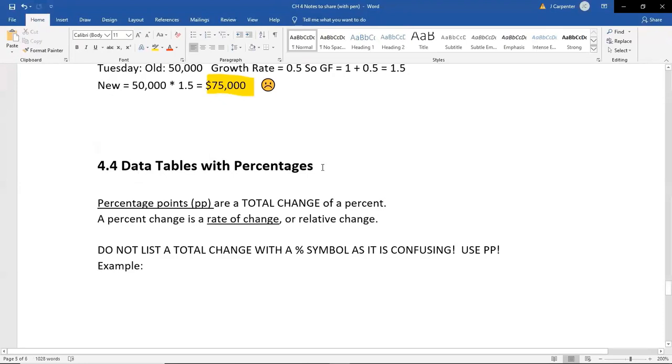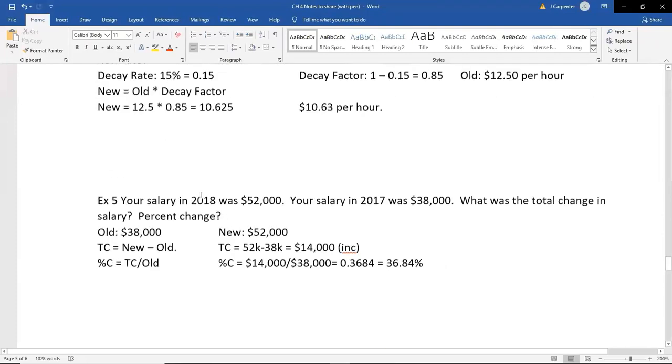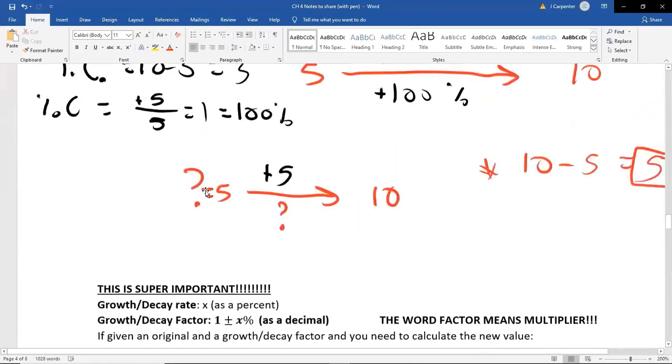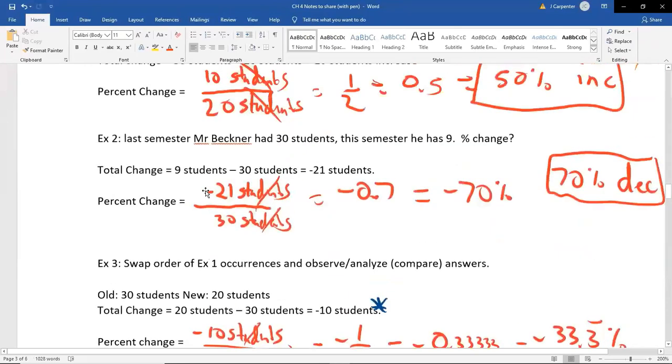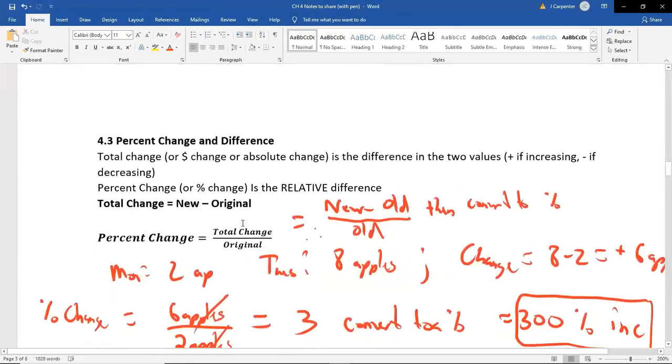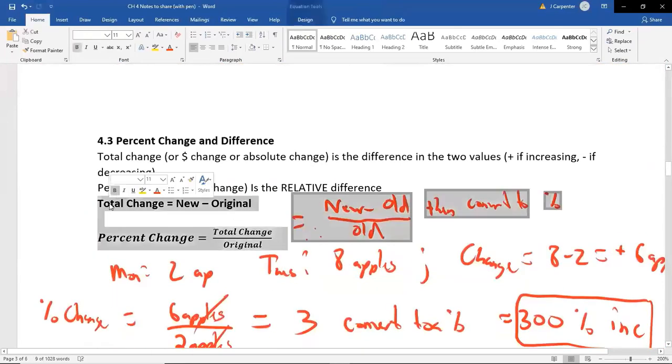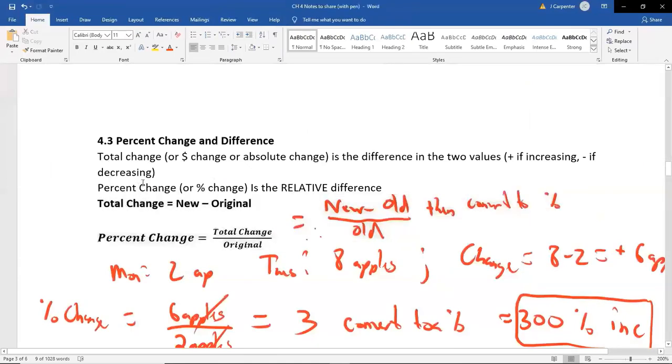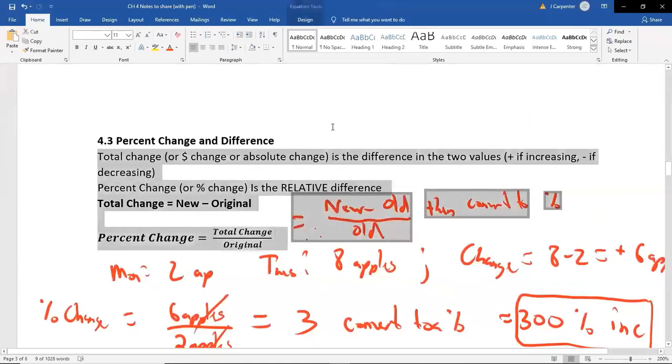4.4, data tables with percentages. We are going to literally do the exact same thing in this section as we were doing in the last section. We are mainly going to be focusing on total change and percent change. Sorry, I'm trying to find out where the formulas are. We are mainly going to be dealing with this stuff again. Total change is the difference of new and old. Percent change is the ratio of total change to the original, and then convert it to a percent. Don't forget that last bit.